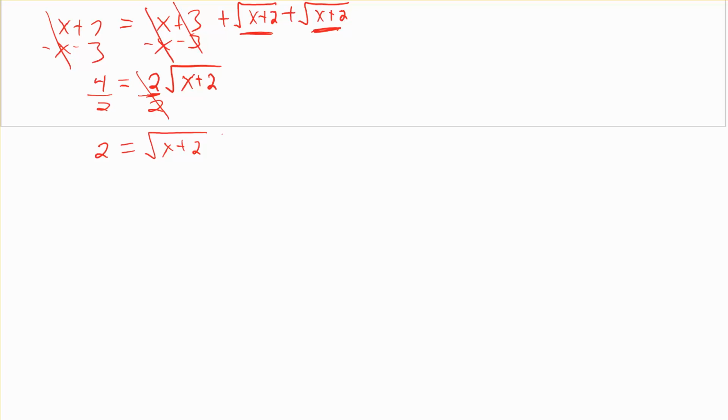I'm at the point now where the last thing I have to do is get rid of the square root symbol. So I just have to square both sides. So that's squared, that's squared. Squared cancels with the square root. I've got 4 is equal to x plus 2. Last thing I've got to do, subtract 2 from both sides. Those cancel, and I've got x is equal to 2.